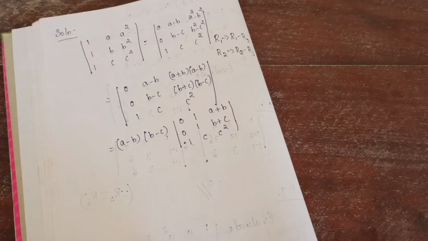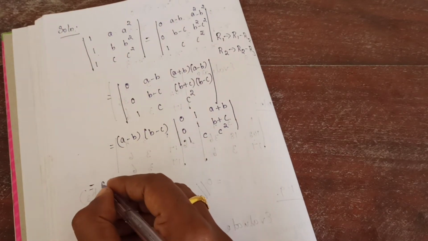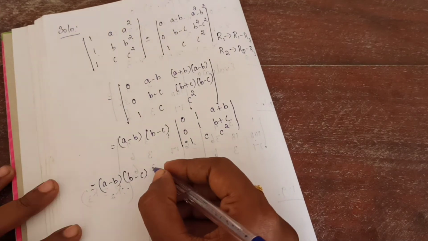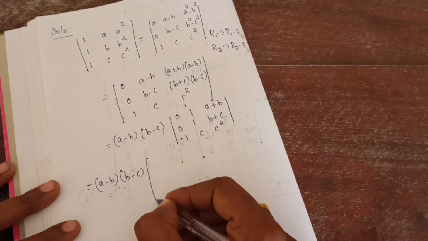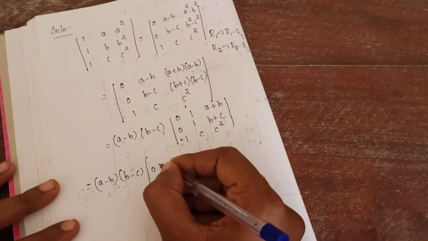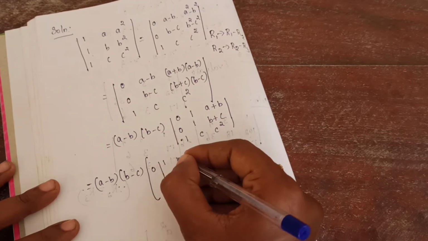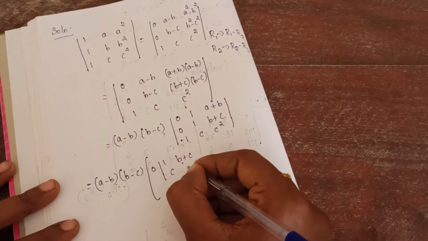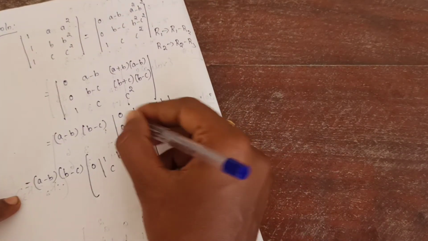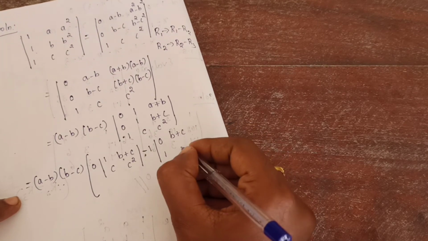Understand? I explained everything in the property. So next, that is equal to a minus b into b minus c. You keep this outside, then find out the determinant value. So how will you find the determinant value? 0 into this, and this and this will get cancelled. So what's the balance? 1, b plus c, c square. Okay. Then minus 1 into, then this and this will get cancelled. So 0 into 1, b plus c square.